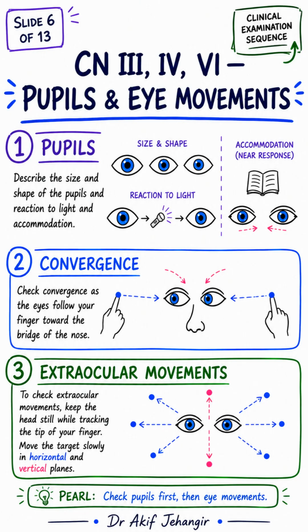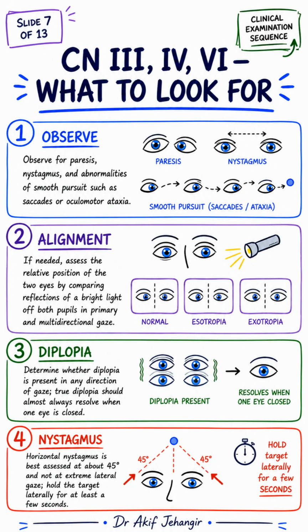vertical planes. While testing eye movements, actively look for paresis, nystagmus, abnormal smooth pursuit, saccades, or oculomotor ataxia. If needed, check eye alignment using the corneal light reflex. Ask about diplopia in different directions of gaze. True binocular diplopia should usually disappear when one eye is closed. Horizontal nystagmus is best assessed around 45 degrees of gaze, not at extreme lateral gaze, and the target should be held there for a few seconds.